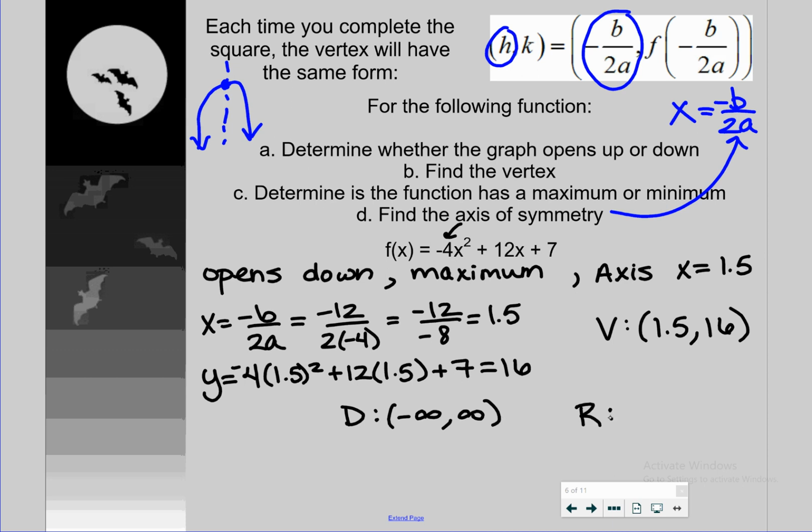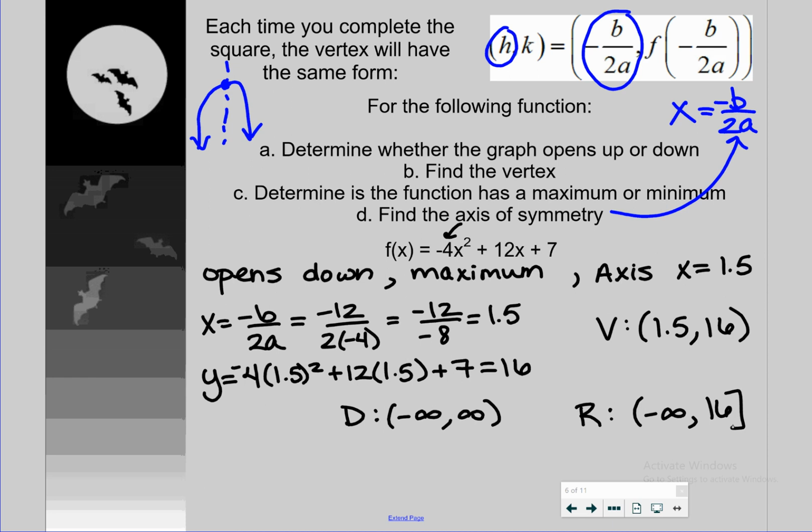Can you tell me the range? Without graphing it, without finding an inverse. Very good. Look at Creston. Negative infinity to 16. Would 16 have a bracket or a parentheses? Bracket. Now, why is it 16? Isn't that vertex my maximum point?